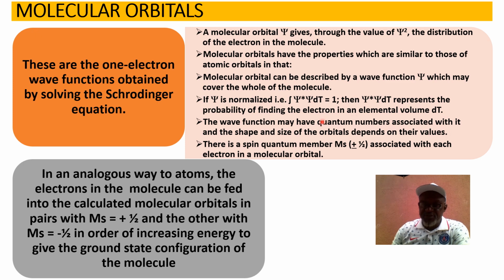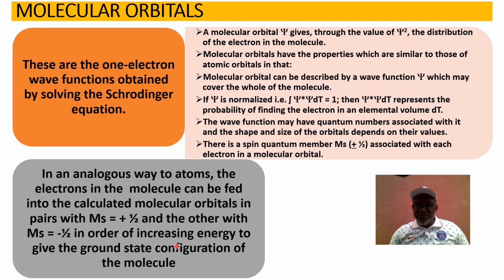So we'll still have quantum numbers associated with molecular orbitals, and shapes and sizes also depend on the values of these quantum numbers. There is a spin quantum number, ms, which has the same value of plus or minus half associated with each electron in the molecular orbital. In an analogous way to atoms, the electrons in the molecule can be fed into the calculated molecular orbitals in pairs, with ms plus half and the other with ms minus half, in order of increasing energy to give the ground state configuration of the molecule.